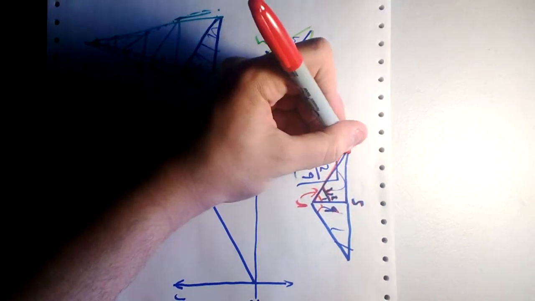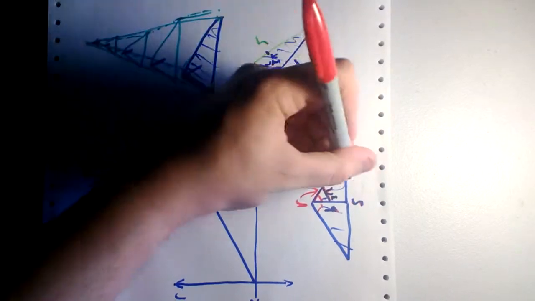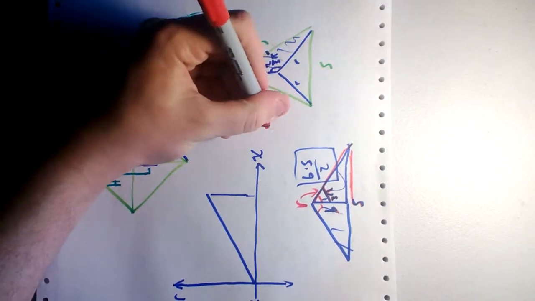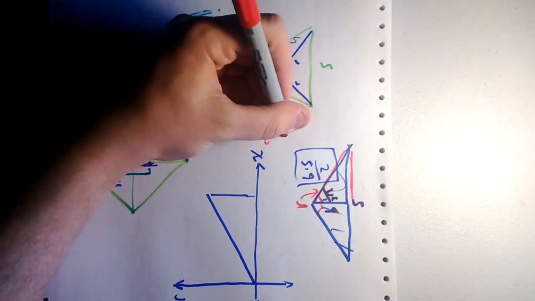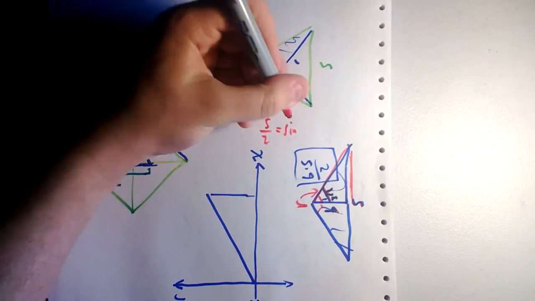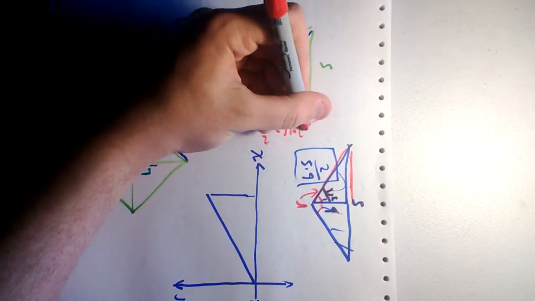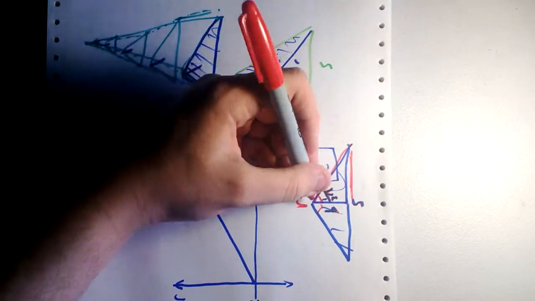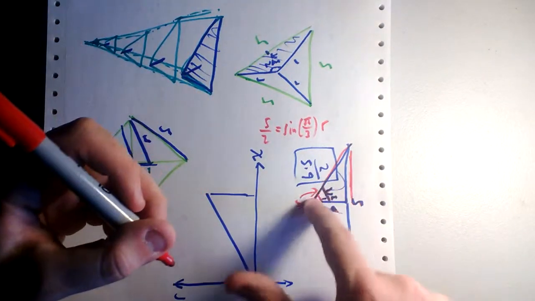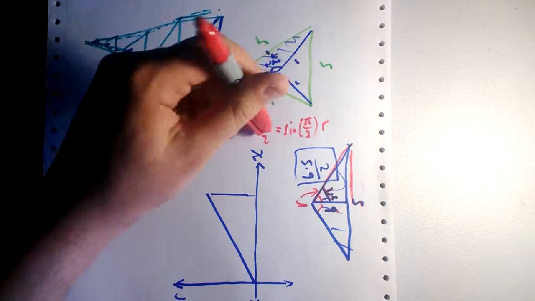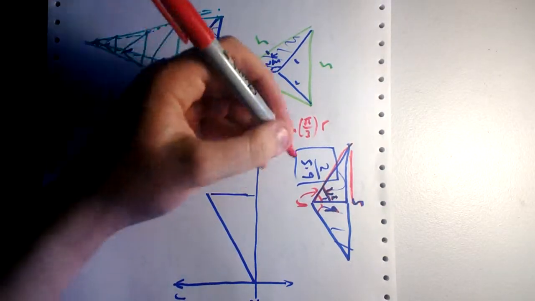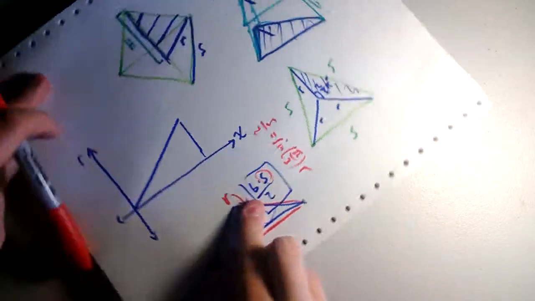So s divided by 2, right? This is s cut in half. S divided by 2 is equal to sine of pi over 3, except it's multiplied by r because that is the hypotenuse here. Alright, so we found s divided by 2. So we're halfway done. We finished the s.